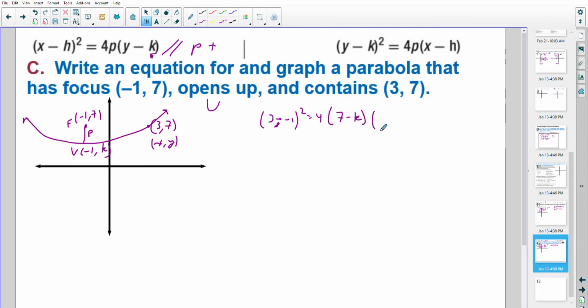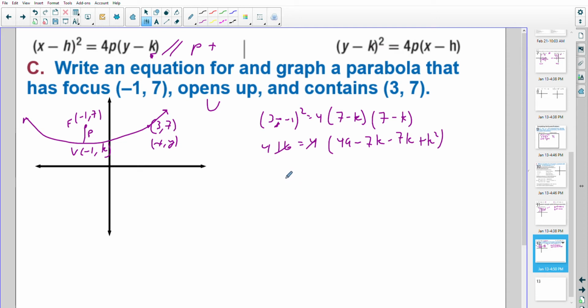And now it's y minus k. My y value is 7, again, looking right here. And my k is k, so there's my second variable in this equation. This becomes 16 equals 4 times, and then I'm going to expand this, which is 49 minus 7k minus 7k plus k squared. The 4 goes into the 16 4 times. I'm dividing by 4 on both sides.